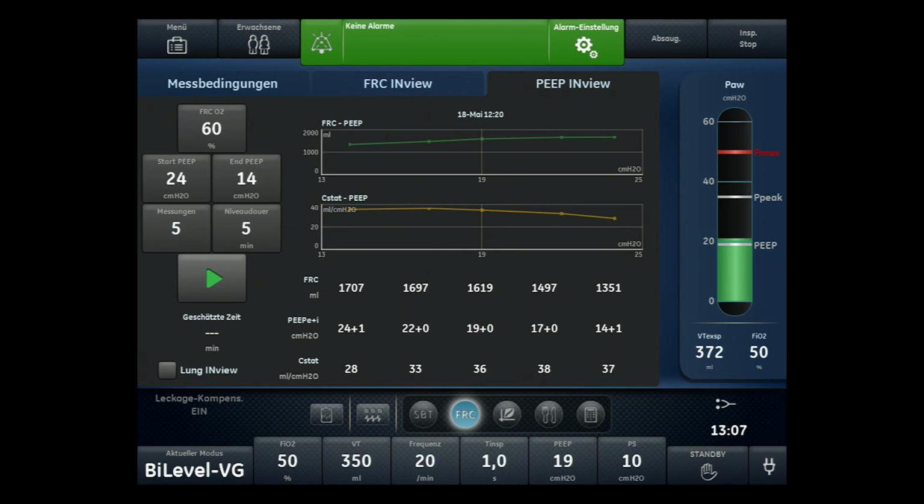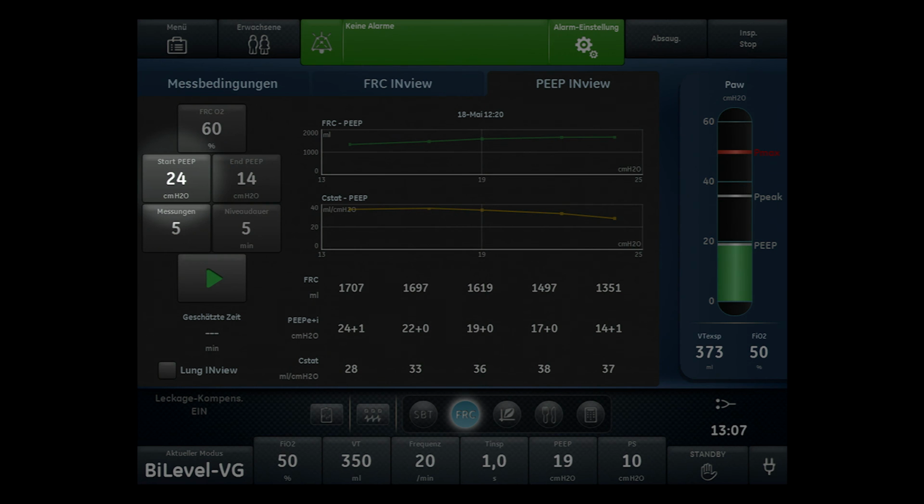Once we had reviewed the basic settings, I performed a moderate recruitment maneuver on the patient in the intensive care unit to determine whether there is any lung recruitability present. After that, we applied what is referred to as a PEEP in-view measurement procedure. In our ward, we traditionally perform what is called a decremental PEEP trial to prevent atelectasis formation during the measurement. We started with a PEEP of 24 centimeters H2O, and after 5 measurements, we then ended the trial at a PEEP of 14 centimeters H2O.